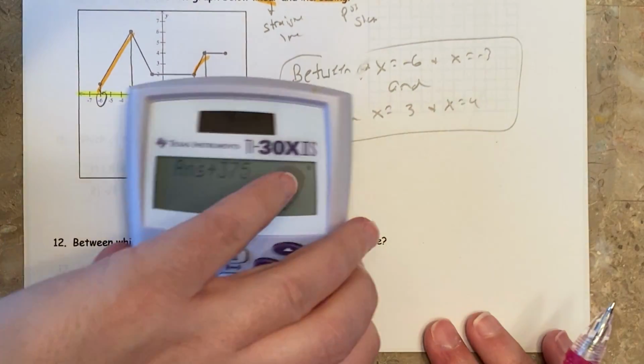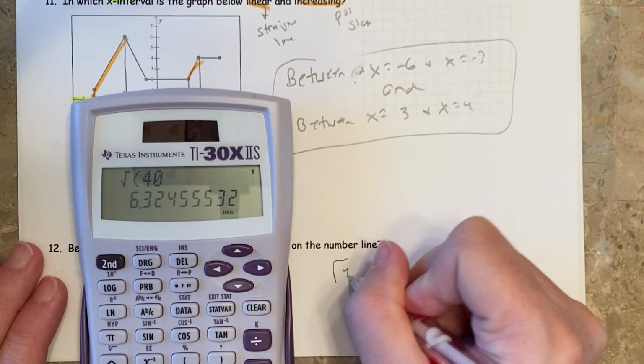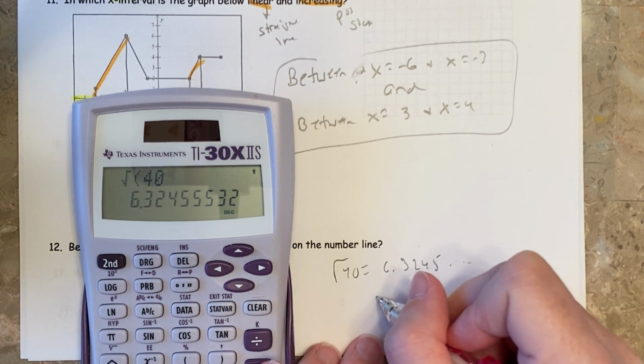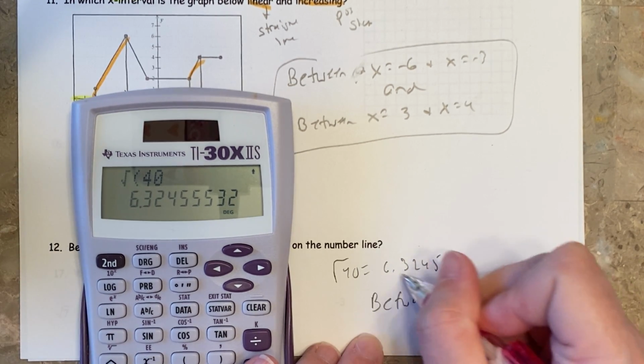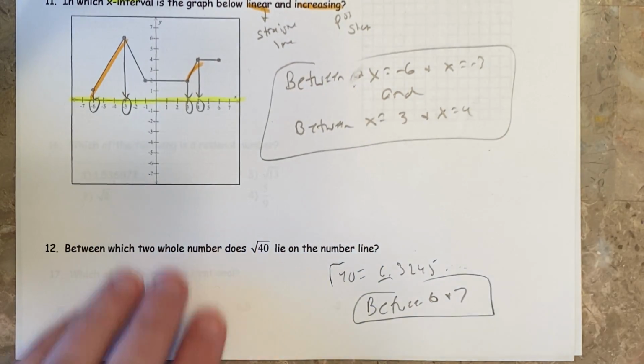Okay, between what 2 whole numbers? So square root of 40 is 6.3245, blah, blah, blah. So if you said between, remember, pick this number and the next consecutive one, 6 and 7, you got it correct.